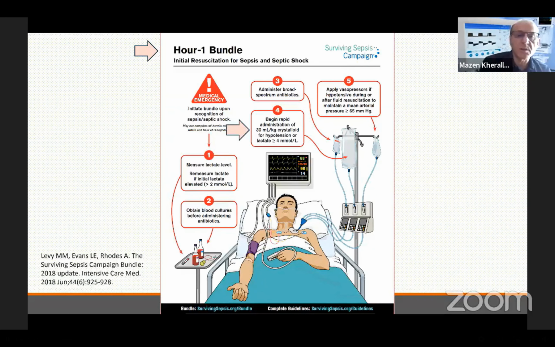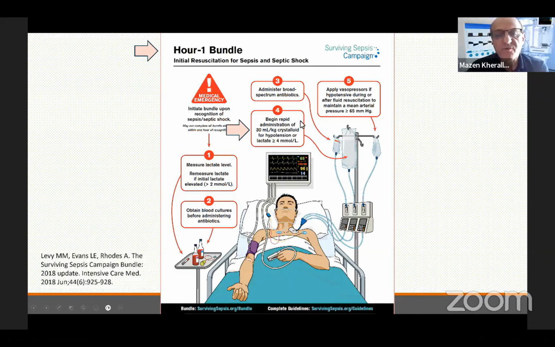As I mentioned already, the Surviving Sepsis Campaign would recommend that we do the hour-1 bundle. There were some debates about this bundle, but eventually it was updated again. The recommendation is to begin rapid administration of 30 ml per kg crystalloid fluid for hypotension, or if the lactic acid is equal to or more than 4 millimole per liter. Of course, the other components of the bundle include measuring lactic acid, obtaining blood cultures, administering antibiotics, and starting vasopressors early.